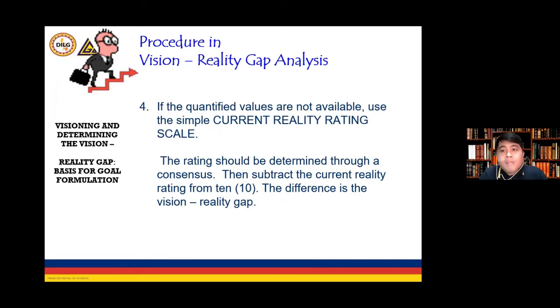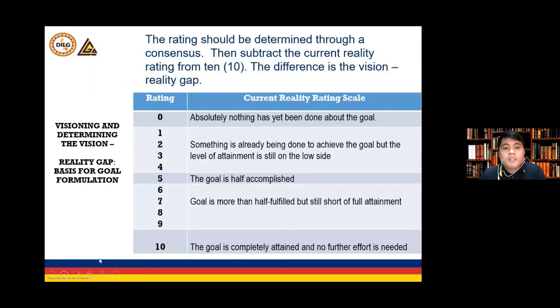Okay? So, kapag wala naman, worst case scenario, pag wala tayong magamit na actual data, wala tayong available na data, then we're going to use the current reality rating, which is 1 to 10, no? So the difference is the vision reality gap. Example, para mas maintindihan natin. So this is the current reality rating scale. So how are you going to do about this one? So dapat consensus kasi sectoral dapat ang workshop natin. So hindi dapat one-man team yung pag-determine ng current reality. So 0, absolutely nothing. And 1 to 4, so kung paano, ano yung score na ibibigay, dapat consensus tayo.